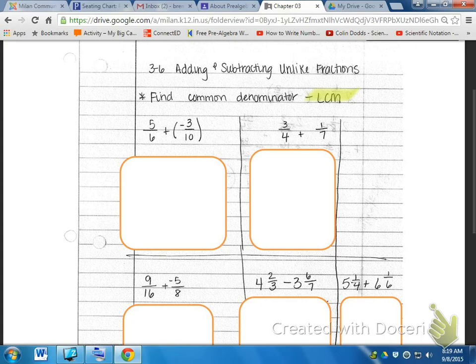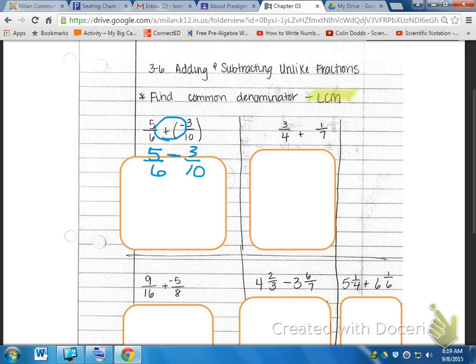So here's what I'm going to suggest that you do. The very first problem, 5/6 plus negative 3/10. Well, first of all, we don't deal with double signs. So if the signs are different, that really means that you should write 5/6 minus 3/10.